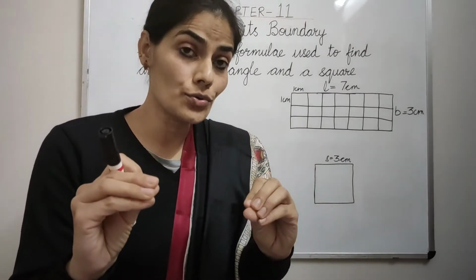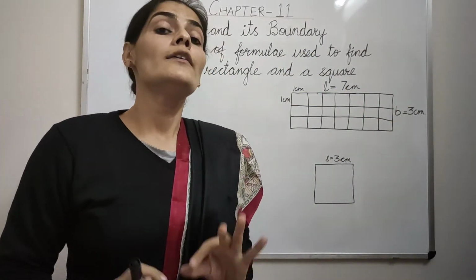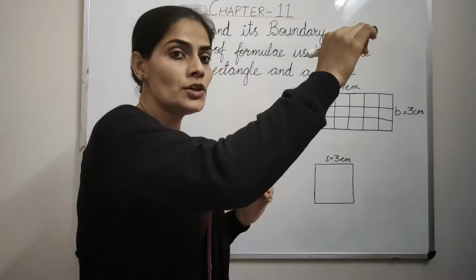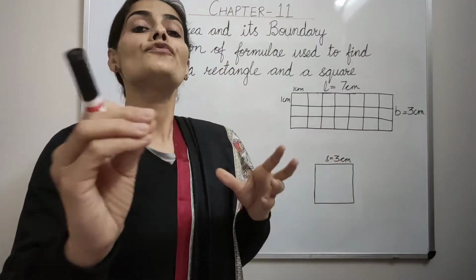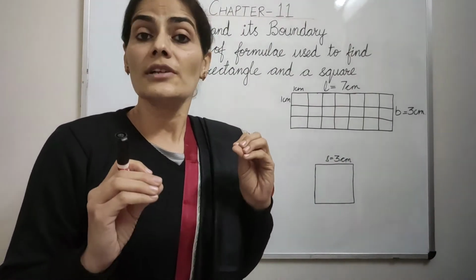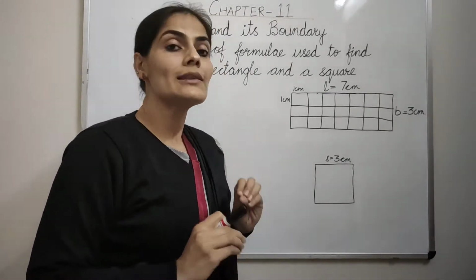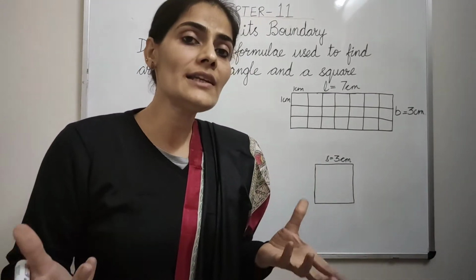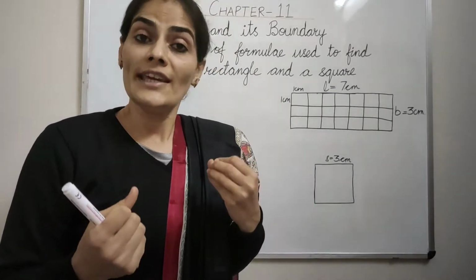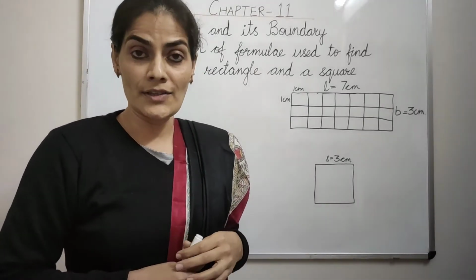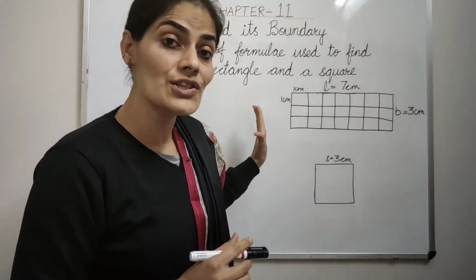But if I asked you to find the area of a larger rectangular field, will it be feasible to draw the unit squares there and then count each unit square to find its area? It will be really very difficult and time consuming process. So beta, that's why we felt the need of finding a formula which is easier and less time consuming. So let's learn how this formula actually originated.